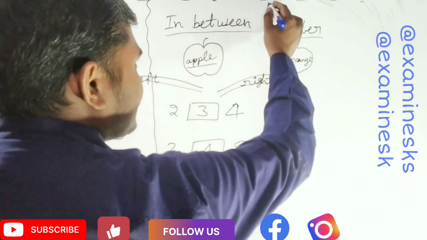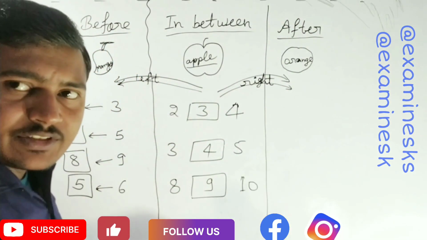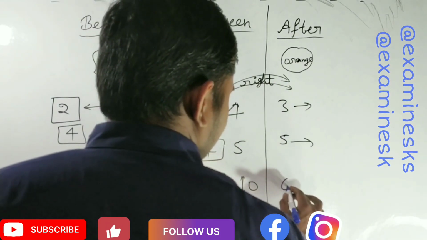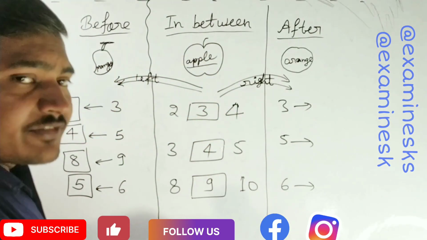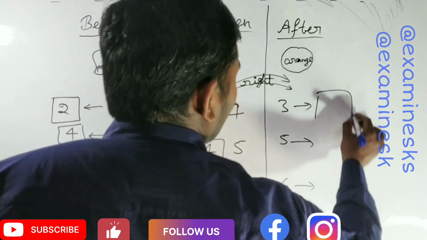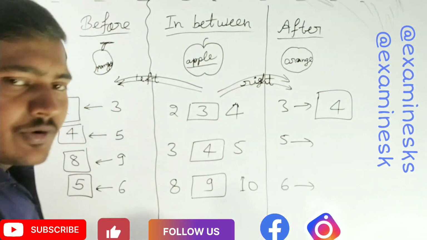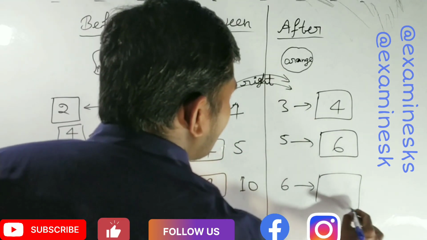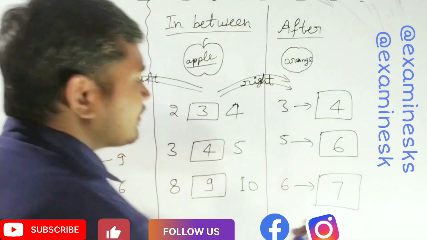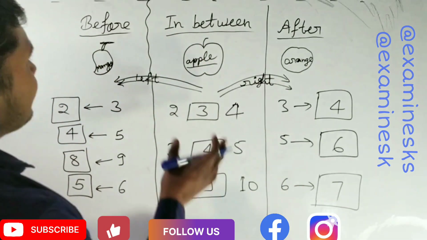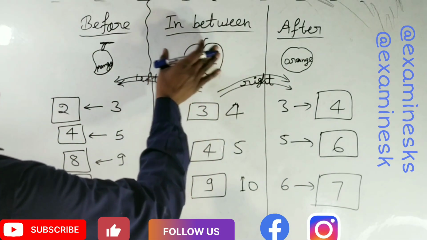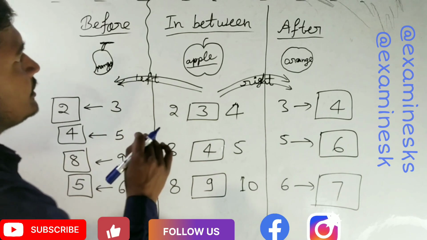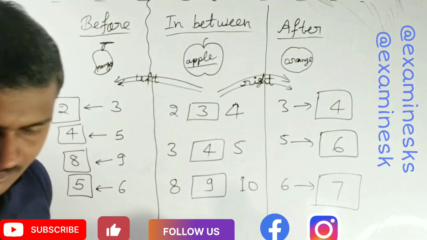And we try here after. What is after? I write here 3, 5, 6. What is after 3? After 3 is 4. What is after 5? After 5 is 6. And what comes after 6? 7 comes after 6. So here we understand in between, before and after. Before is just before the number and after is just after the number.